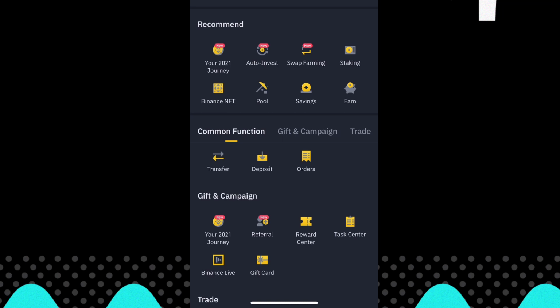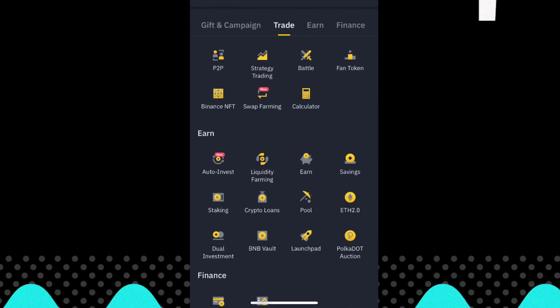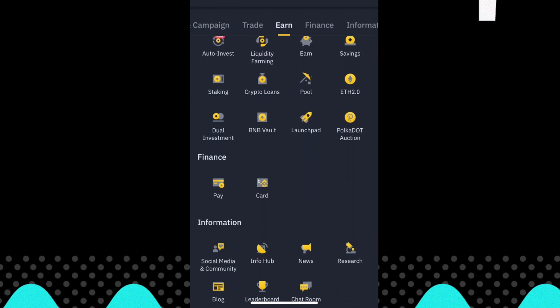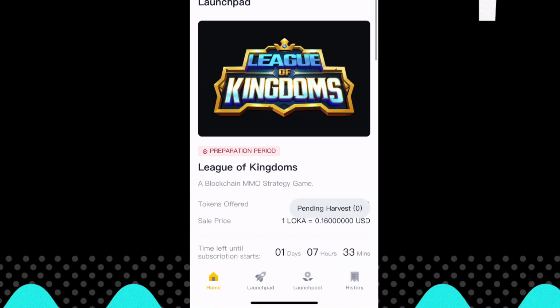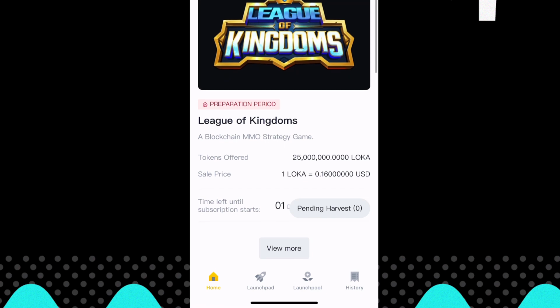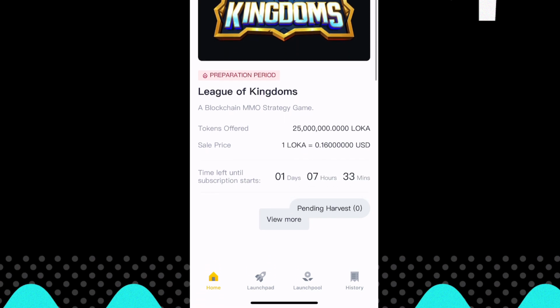So you want to come on More right there, then you need to scroll up. I'm not going to waste your time, I promise. If you come on here, you see Launchpad. So you open Launchpad. Have it in mind that Launchpad is more like a place where you can join in on a pre-sale, on a new project that is going to be launching soon on Binance.